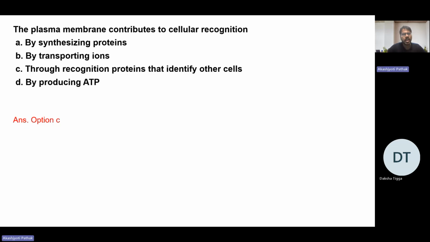So the plasma membrane contributes to cellular recognition by synthesizing proteins, by transporting ions through recognition proteins that identify other cells. So the answer is option C. This is a direct question.